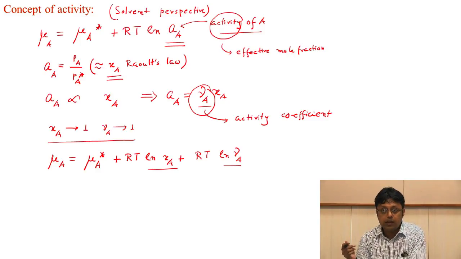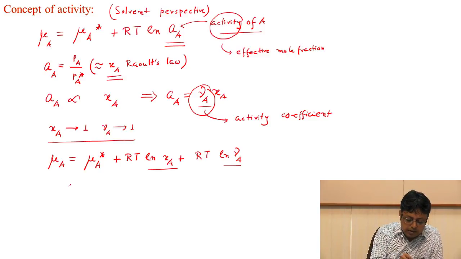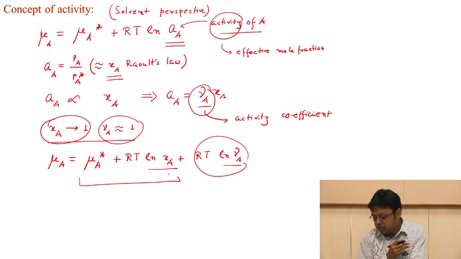We already know that. Now for a dilute solution, when x tends to 1, we can write gamma as tending to 1, or gamma is almost equal to 1, so we can ignore this term, and then it reduces to Raoult's law, as you can see. So that is the entire concept. And now what happens from the solute's perspective?